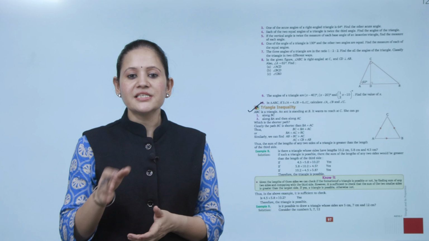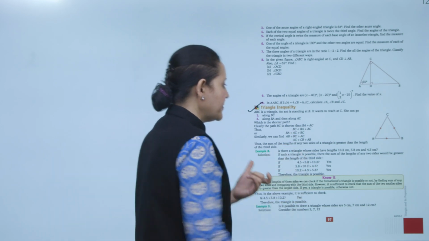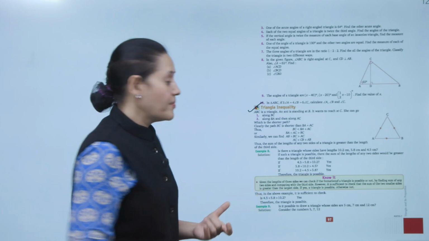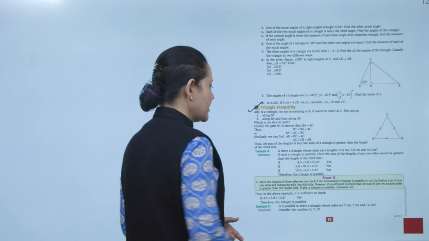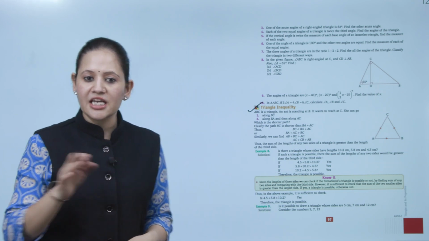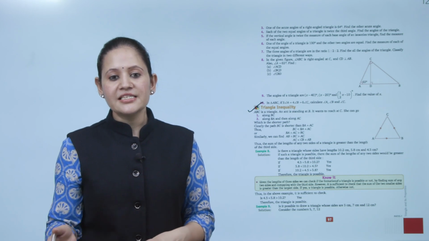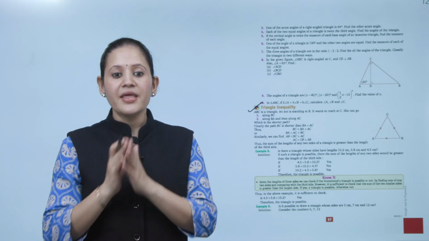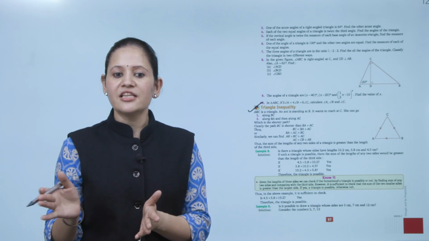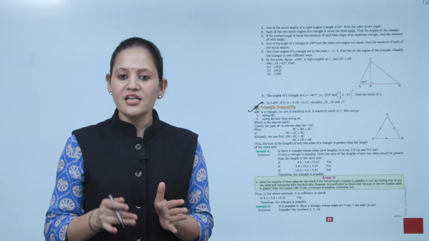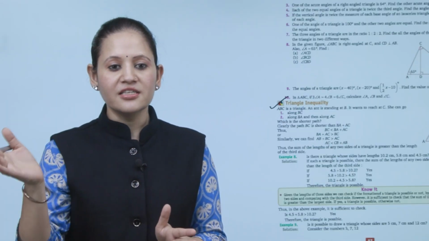Then BA plus AC. BC will be less than BA plus AC. BA plus AC will be greater than BC. Similarly, we can find out that AB plus BC will be greater than AC and AC will be less than CB plus AB. Thus, the sum of the lengths of two sides of the triangle is greater than the length of the third side. So, in a triangle, the sum of any two sides will be greater than the third side.